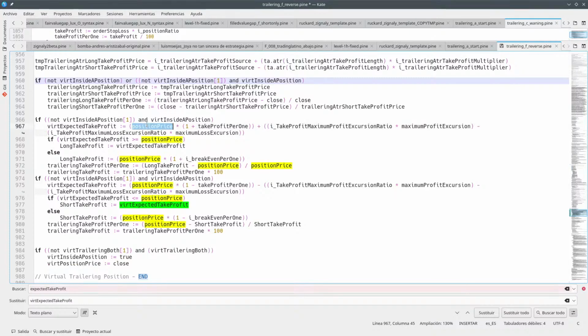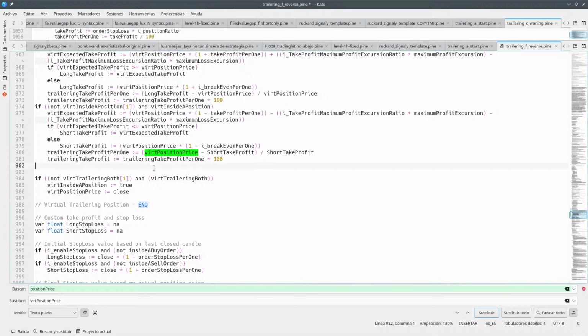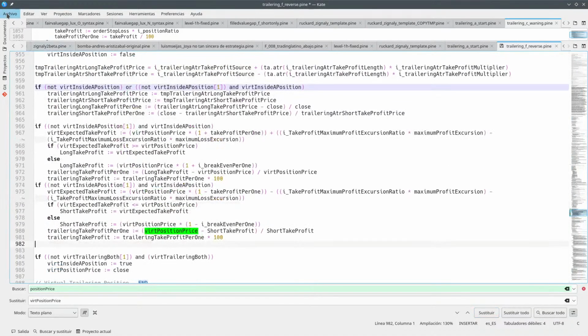Okay, let me see. Oh, look at that. So here we have this position price, and we should be using the virtual one. So let's fix this so that we use the virtual one here. Okay. What more do we have here? Take profit per one. Yeah, that's not right.